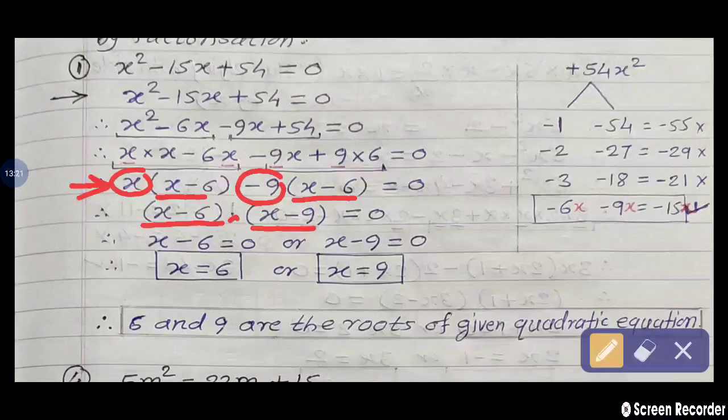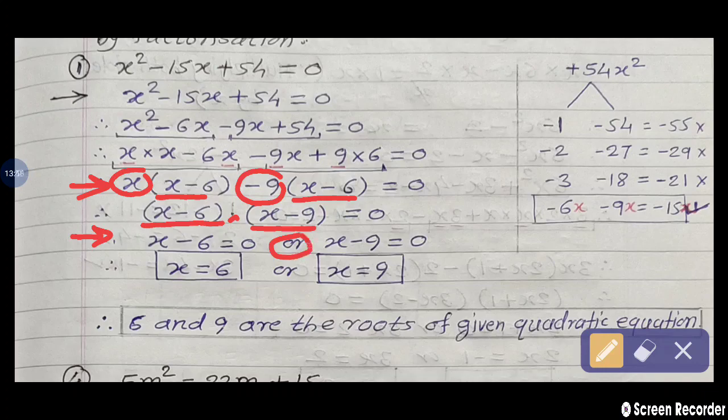So on the previous page, we know that if the product of two numbers is 0, then at least one of them is 0. So here the two brackets mean two factors, and any one factor is 0. That's why in the next step we write first bracket equal to 0, that is x minus 6 equal to 0, or second bracket, that is x minus 9 equal to 0. Any one factor is equal to 0. Why? Because both brackets multiply to each other and the result is 0.